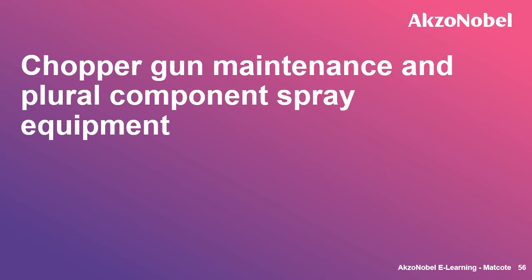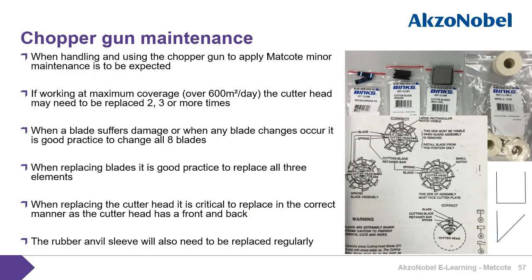Next, we'll take a brief look at chopper gun maintenance and some of the plural component spray equipment available. Chopper gun maintenance. When handling and using the chopper gun to apply Matcote, minor maintenance is to be expected. If working at maximum coverage, that being over 600 meters squared per day, the cutter head may need to be replaced 2, 3 or more times. This replacement is normally required as the chopper blades become blunt or suffer damage. When a blade suffers damage or when any blade changes occur, it's good practice to change all 8 blades on the cutter head.